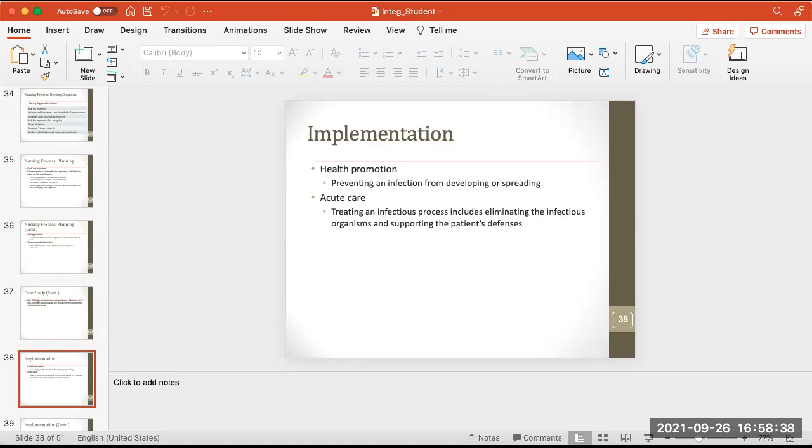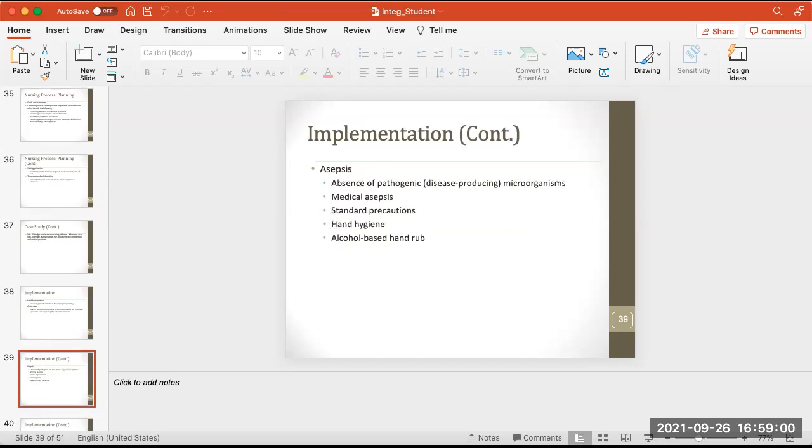You are preventing and promoting health every time. You're telling your patient, wash your hands before you eat, wash your hands after you happen to touch your wound or something. In acute care settings, we are trying to break that chain of infection all the time.